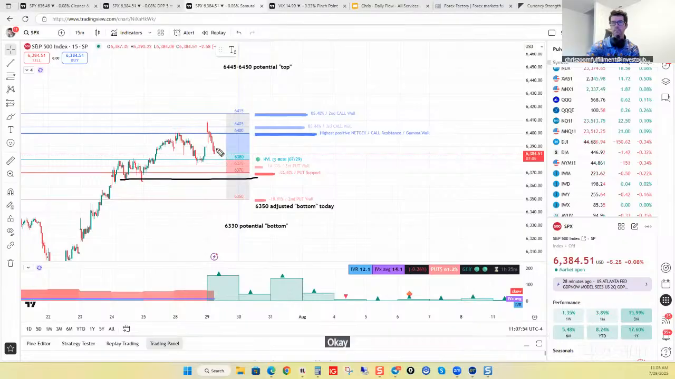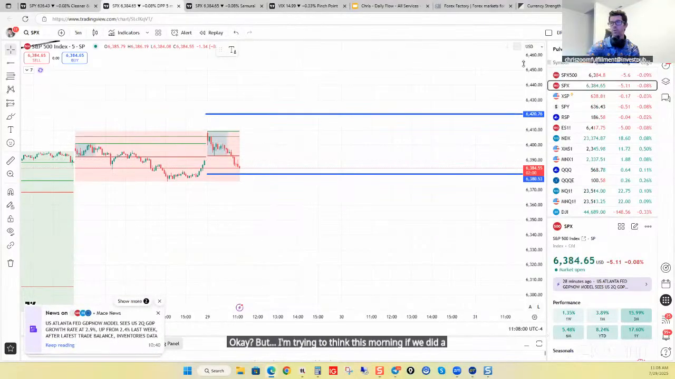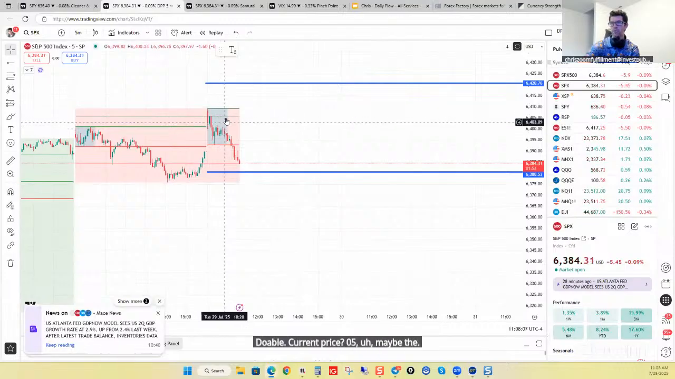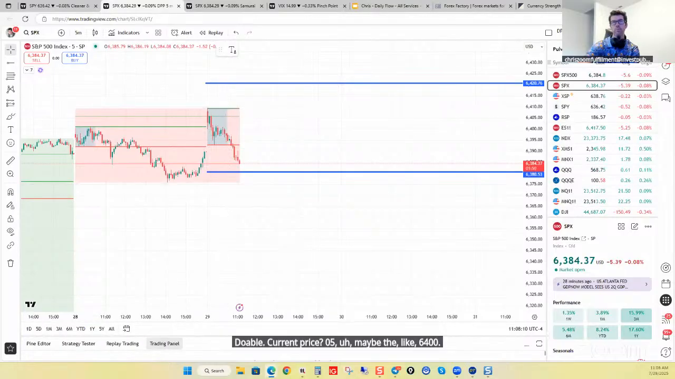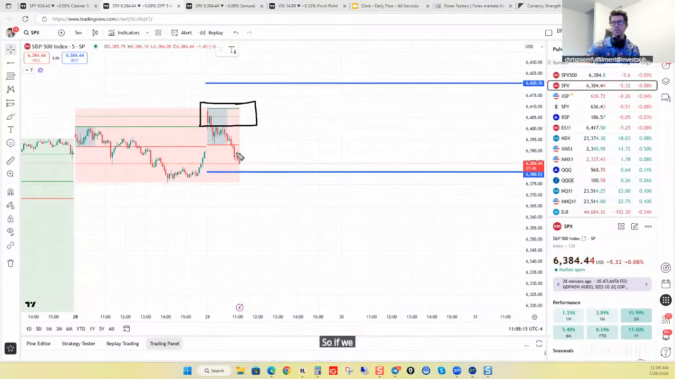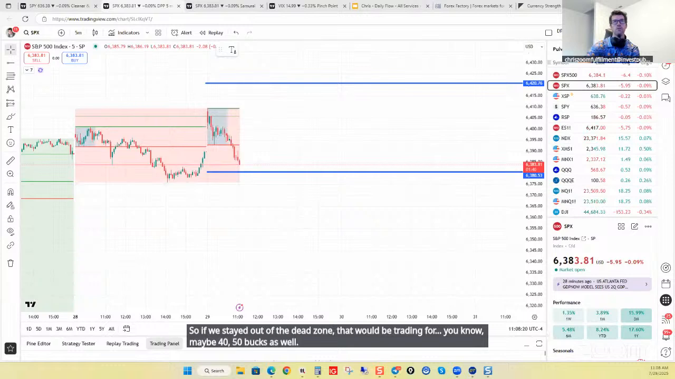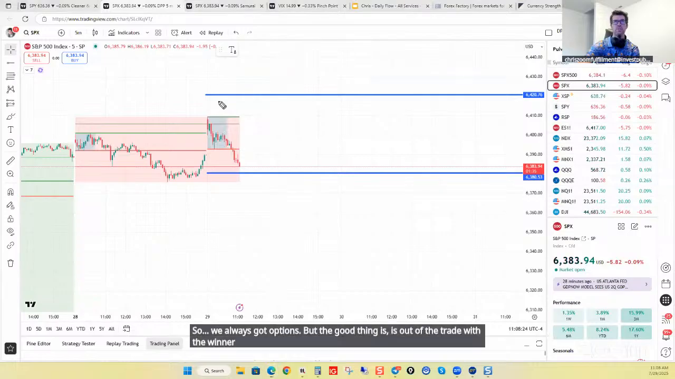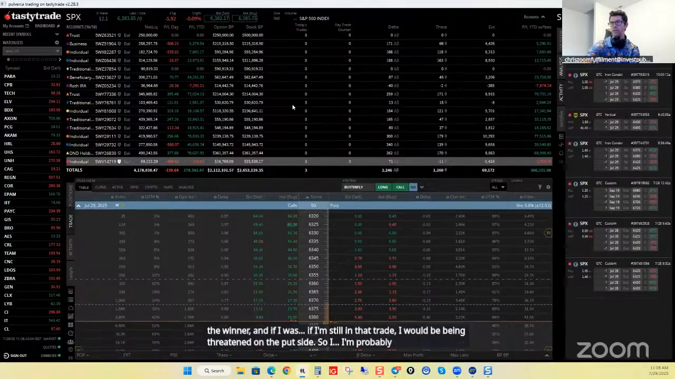Okay. But I'm trying to think this morning if we did a reverse iron condor, if that also would have been doable. Current price, maybe the 6,400 by 15. Yeah, that would have been okay. We could have done a directional trade today as well. So if we stayed out of the dead zone, that would be trading for maybe 40, 50 bucks as well. So we always got options. But the good thing is I'm out of the trade with the winner. And if I'm still in that trade, I would be threatened on the put side. So I'm probably not profitable on that trade right now.